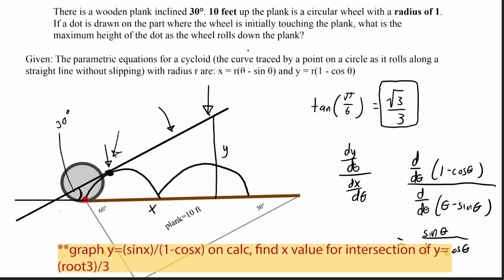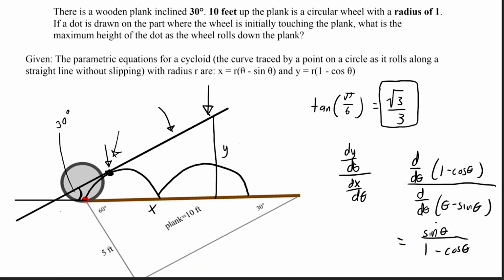Now, using a graphing calculator, I see that sine theta over 1 minus cosine theta equals root 3 over 3, the slope of this line here, at theta equals 2 pi over 3. And note, on your calculator, you can treat theta as x. So this means at 2 pi over 3, the slope of the tangent of the cycloid right here is root 3 over 3, which is the slope of the line right here that the maximum is on.